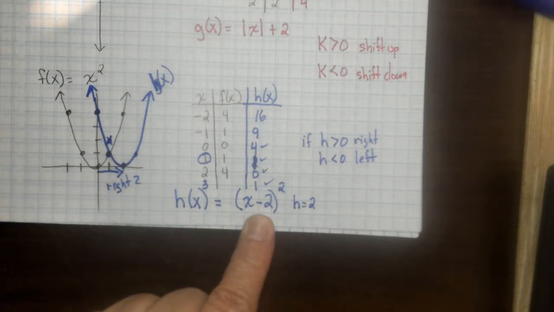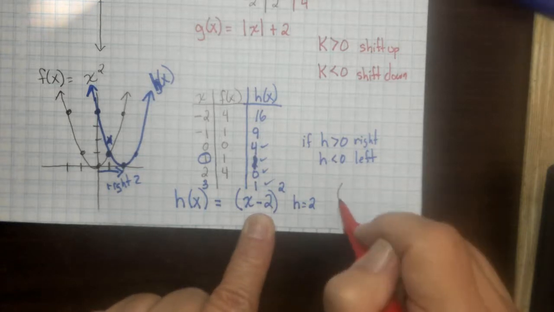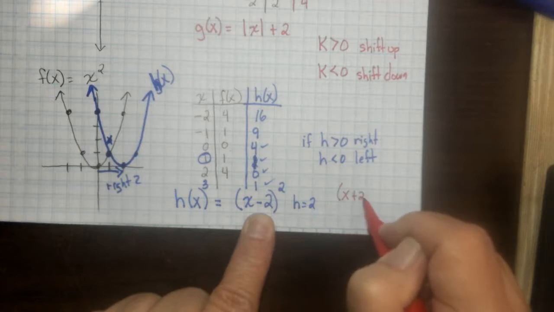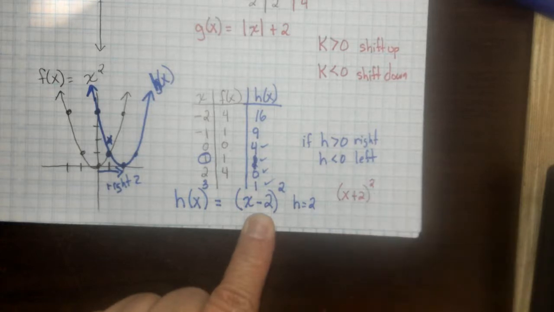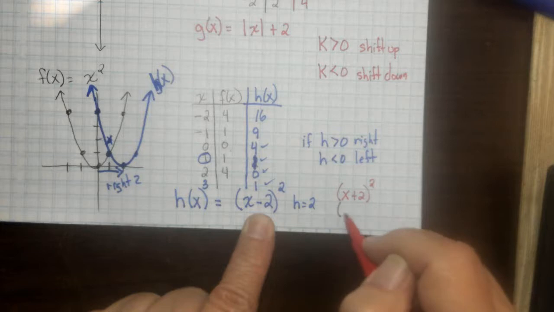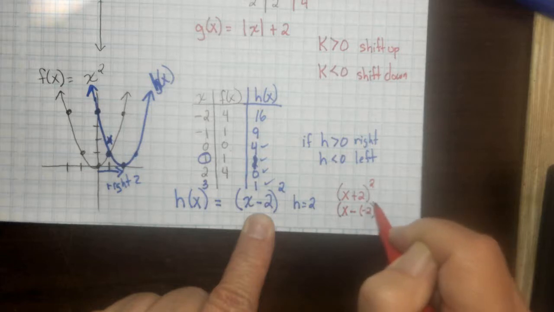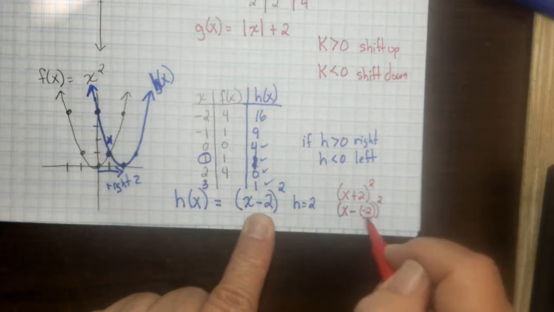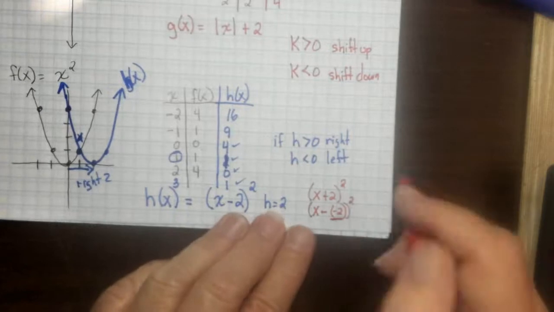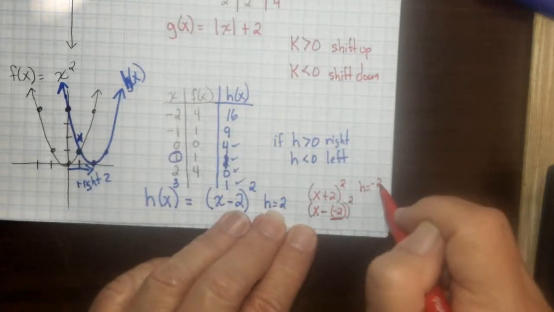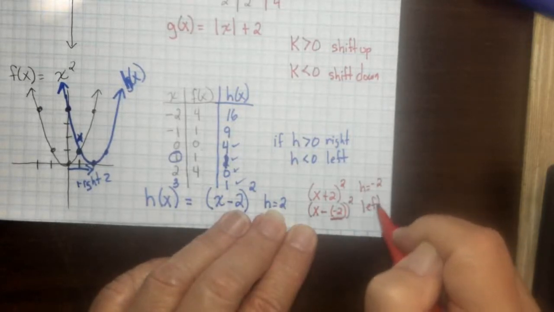But if I had x plus 2 squared, I need to see that in my mind as x minus negative 2 squared. So then my h is going to be negative 2. And so this would go left.